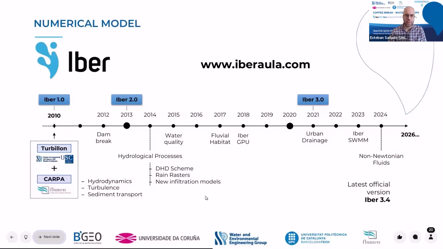adding capabilities, for example, the dam break, the water quality, the fluvial habitat, and two milestones that were really important: the incorporation of the hydrological processes with a new DTM scan, the possibility to add rasters of rainfall, and also the possibility to compute the infiltration using different infiltration models. And another milestone was in version 3.0, the inclusion of the drainage capability.